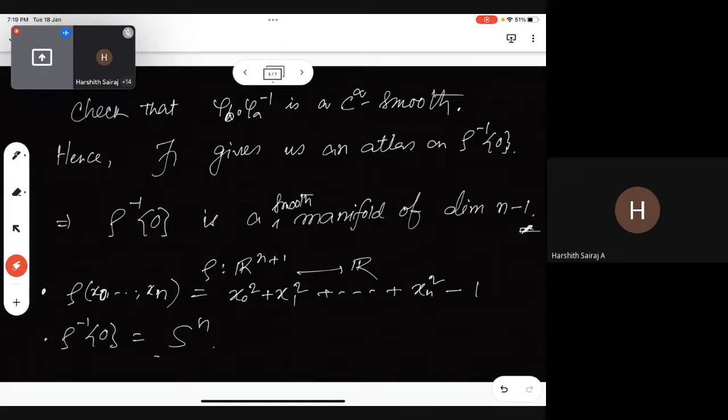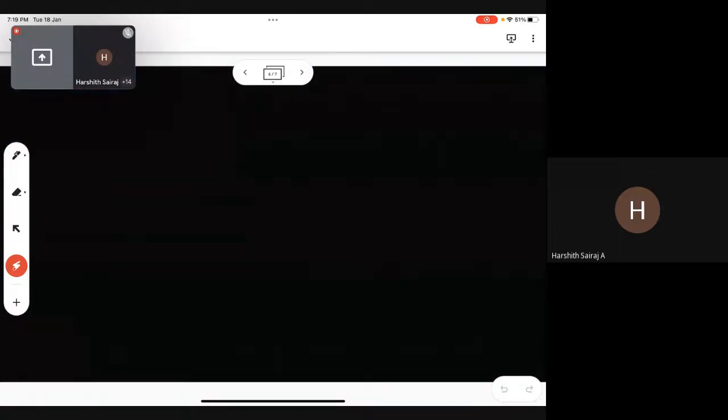Any question here? This is a very important example that you should remember, and you should be convinced that this gives a manifold. Okay, is it clear? Any question? Okay, so next look at smooth maps.